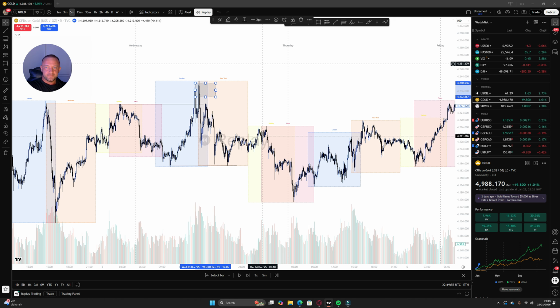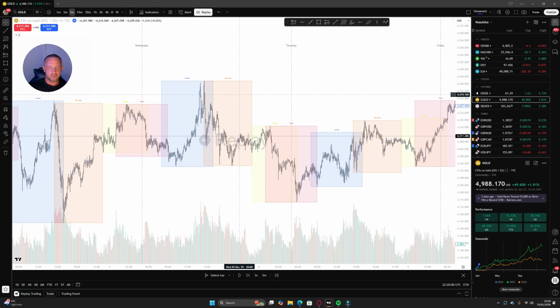So that's liquidity, that's how it's used. You've got different types of liquidity. I'll do a video on the different types, but that is the main liquidity. Drawn liquidity, where is it, where's it going to go, where's the market going to go.